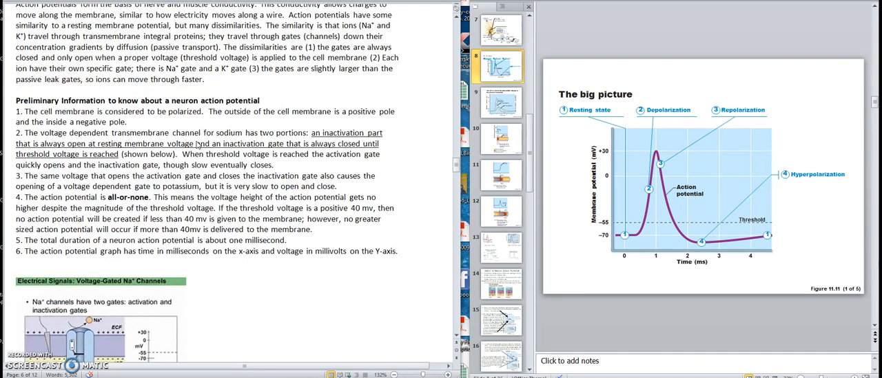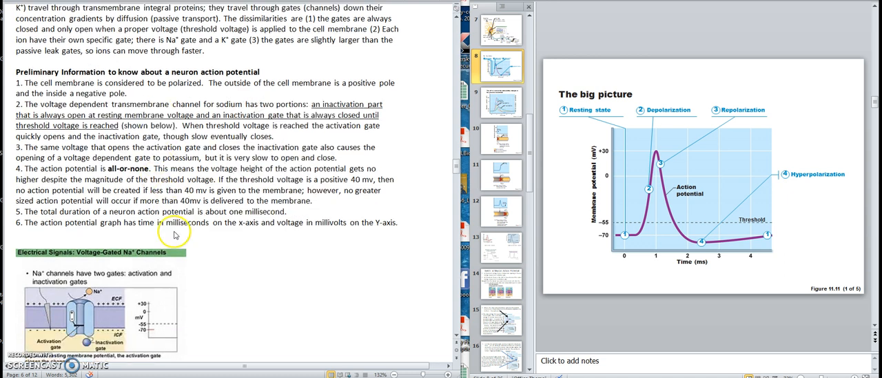Okay, here's some preliminary information to know about the neuron action potential before we get into the details of it. The cell membrane is considered to be polarized. Okay, it's called polarized. The outside of the cell is a positive pole and the inside is negative. So those terms are going to come up. It's kind of like it's polarized. The outside positive, the inside negative. Okay, as you can see here, outside positive, inside negative.